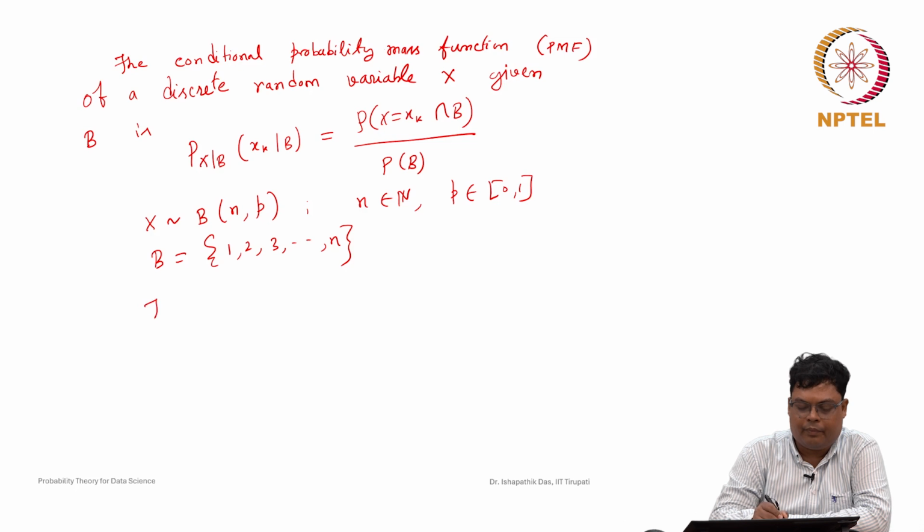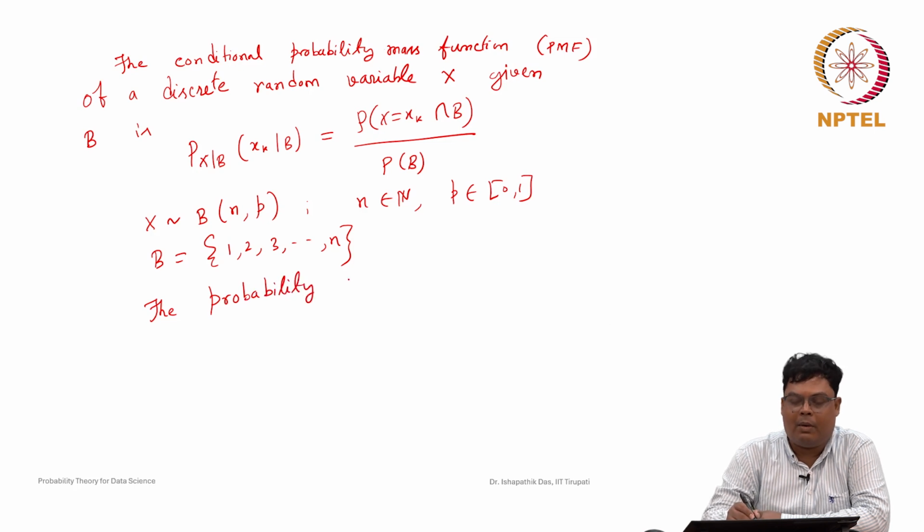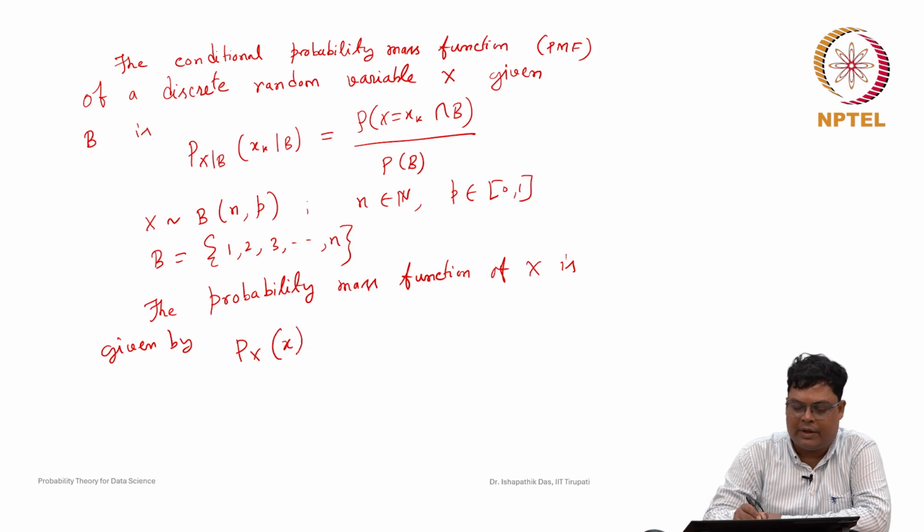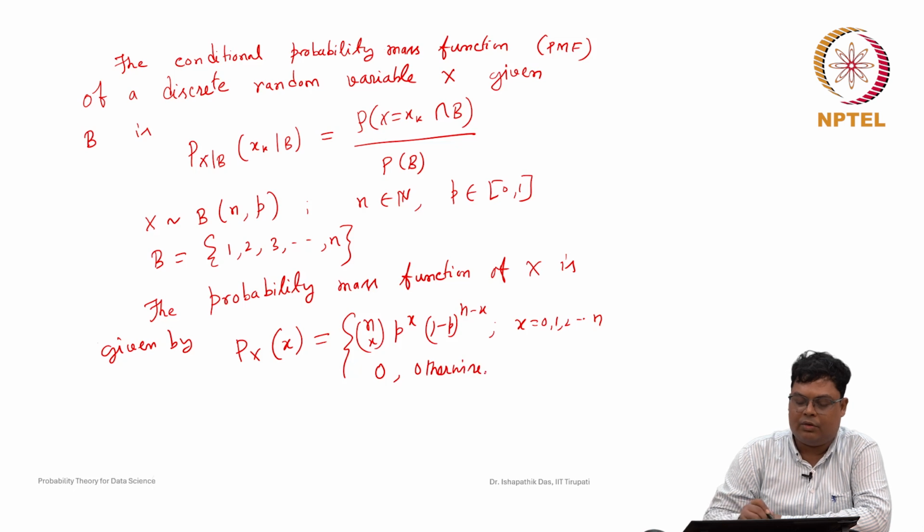The probability mass function of X, which is a binomial random variable, is given by P_X(x) equal to nCx p to the power x times (1 minus p) to the power n minus x, whenever x is 0, 1 to n, and this is equal to 0 otherwise. So we know this probability mass function.